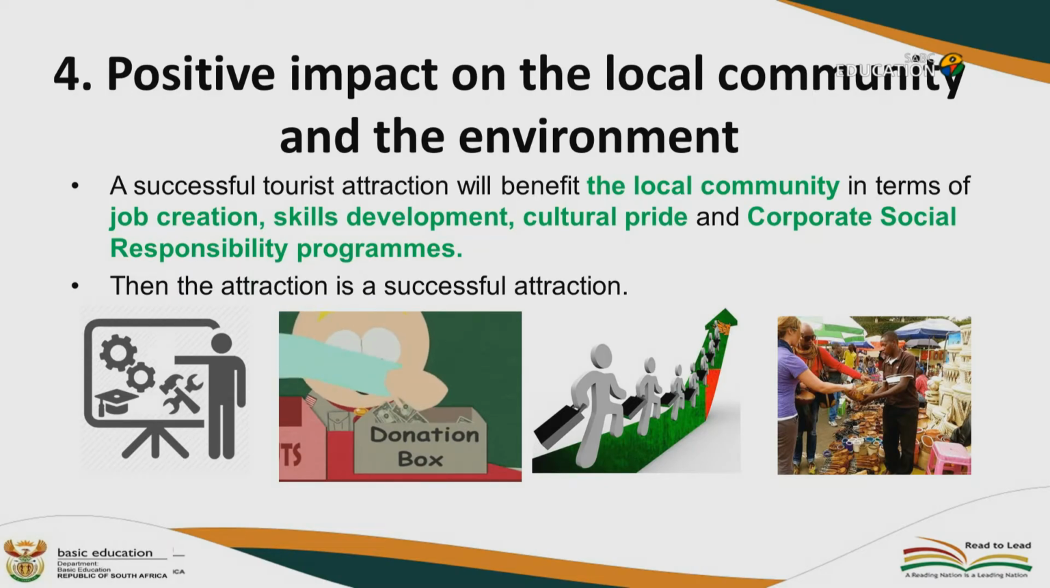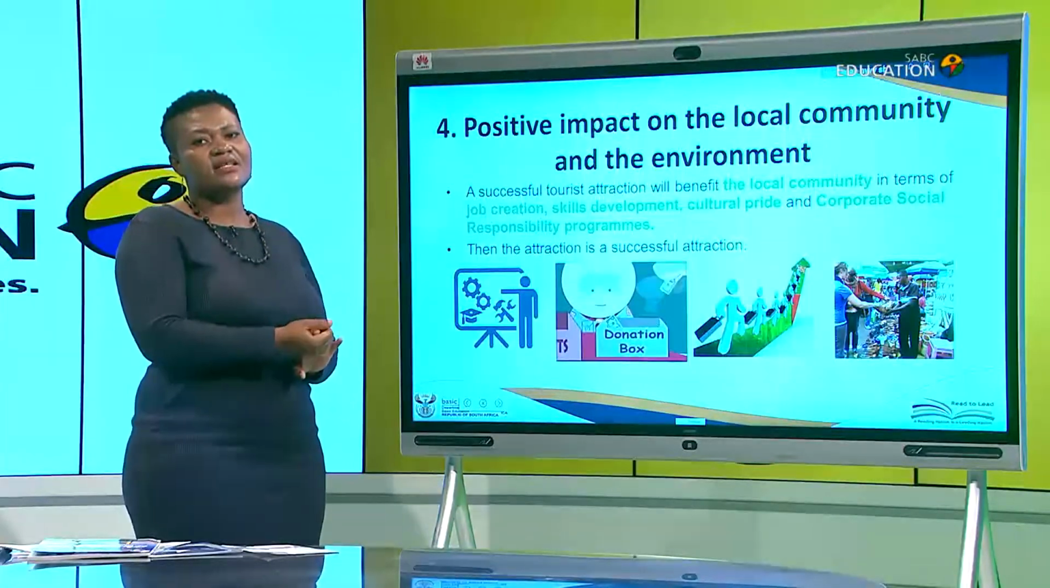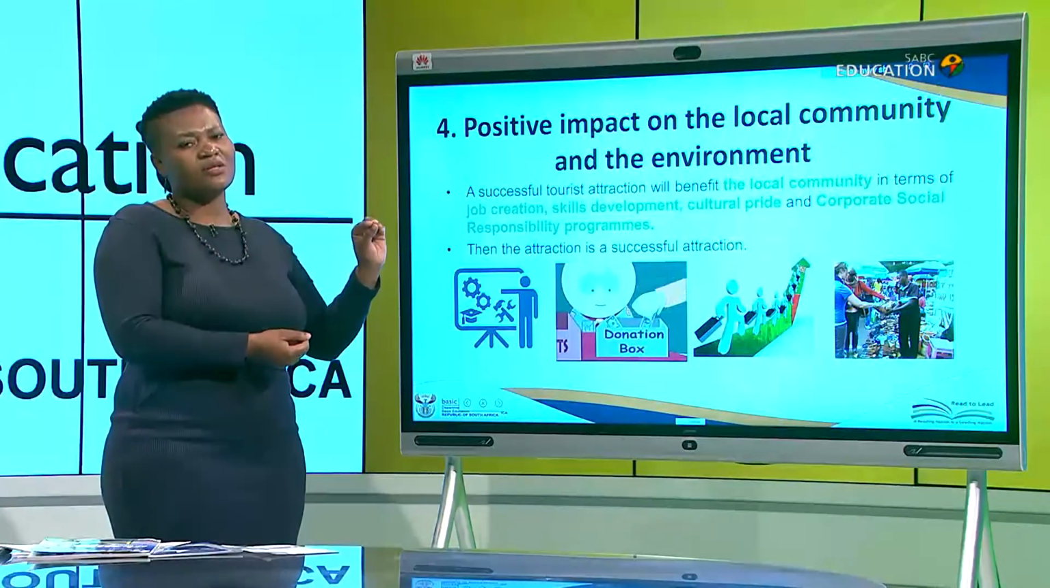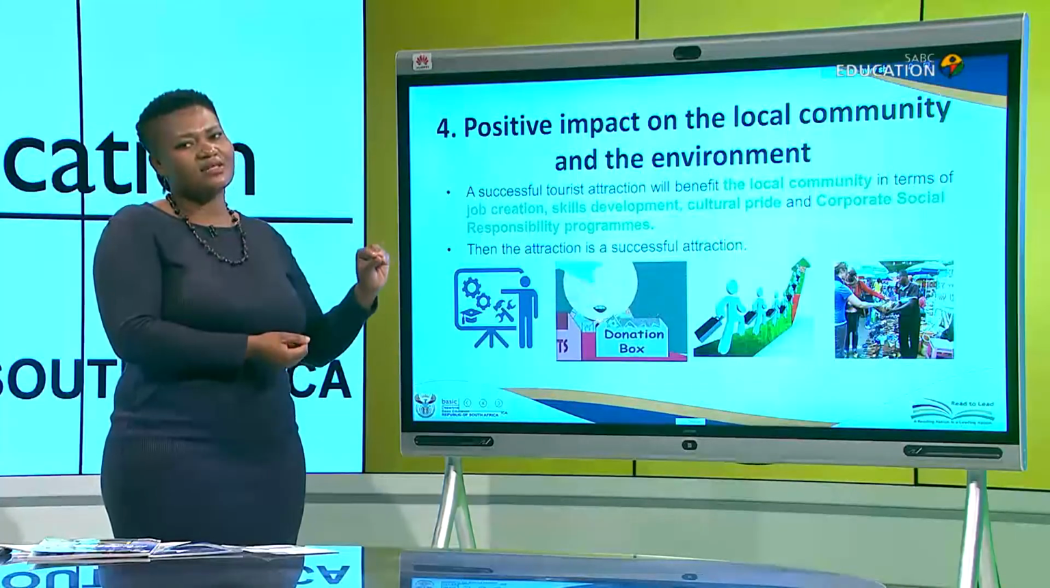And then we've also got there the stickmen who look like they're going up a ladder, which represents job creation. And also the local community, as you can see in the other image, is able to start their own businesses, develop their own entrepreneurial skills. And that wouldn't have been possible if it wasn't for the existence of that attraction, that particular environment. So when we talk about the positive impact on the local community and the environments, we are actually referring to the fourth characteristic. So once an attraction has a positive impact on the local community and the environment, just know that that attraction is now successful.